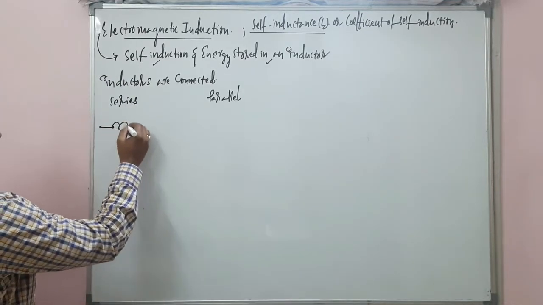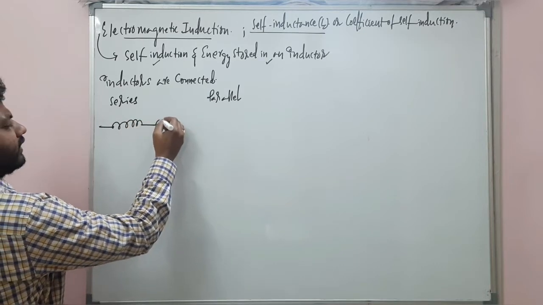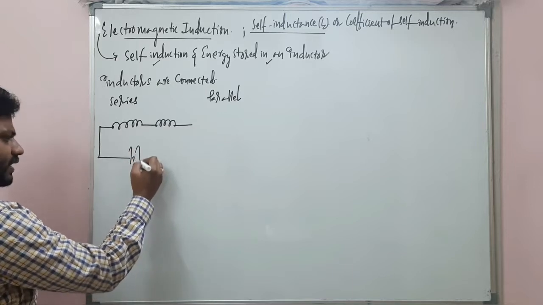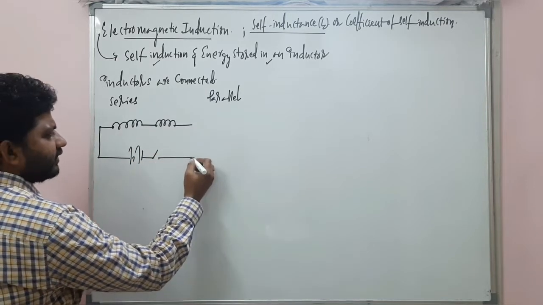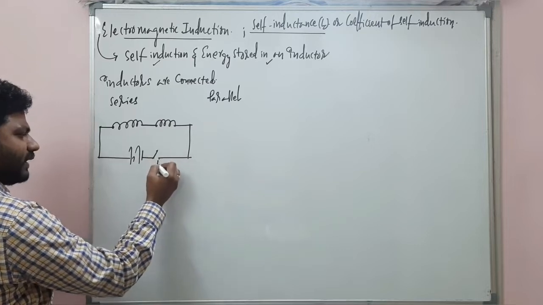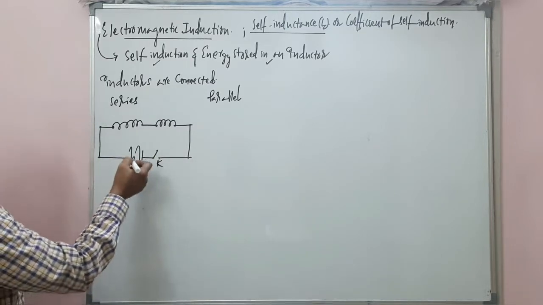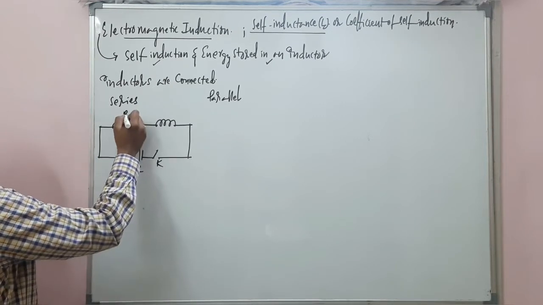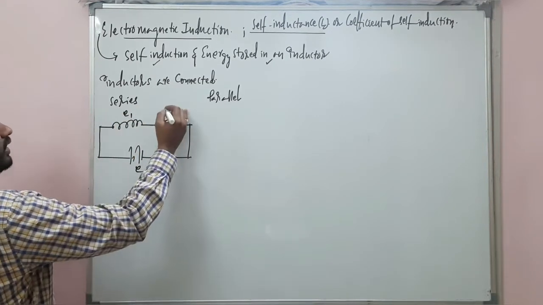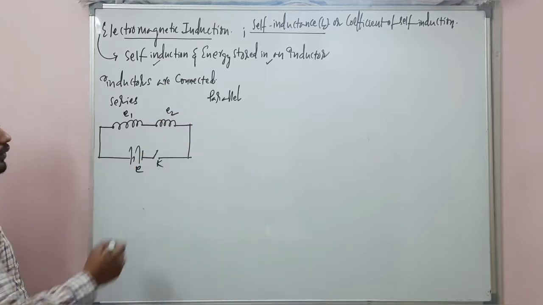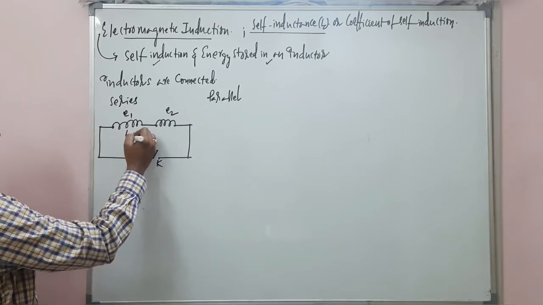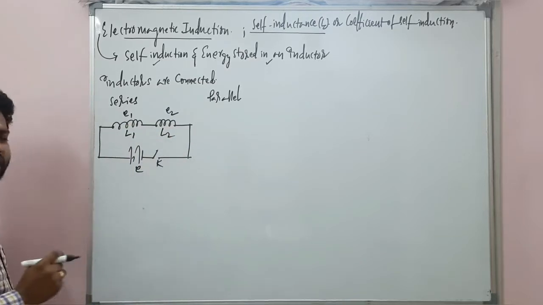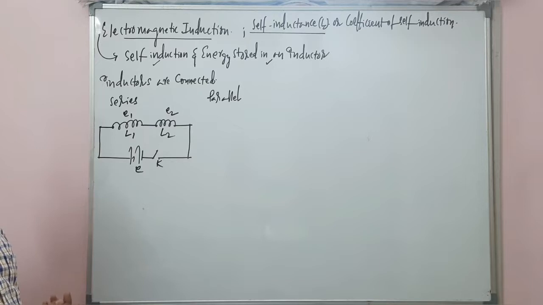Now, imagine I have two inductors which are connected in series. You can see here. This is my plug key here, and the net EMF of the circuit is E, and the EMF induced here is E1, the EMF induced here is E2, right? So here L1 is the self-inductance of the first coil, L2 is the self-inductance of the second coil, right?